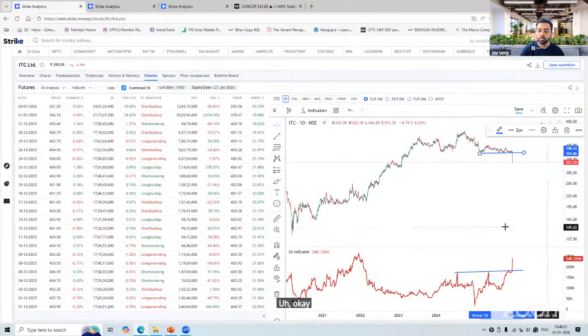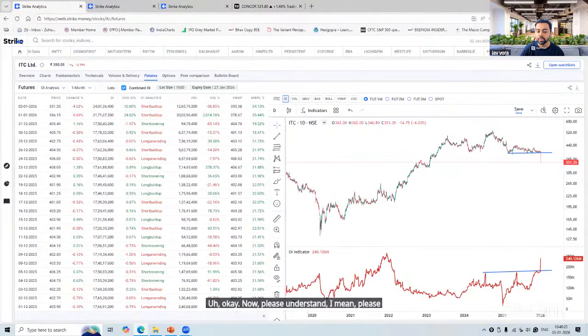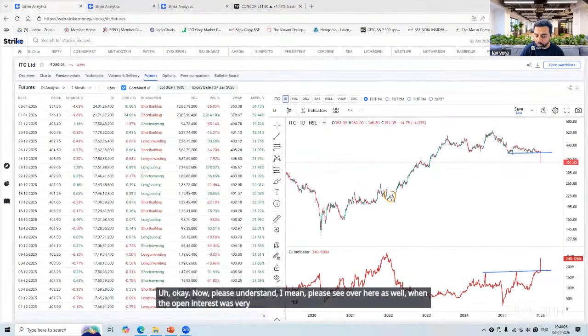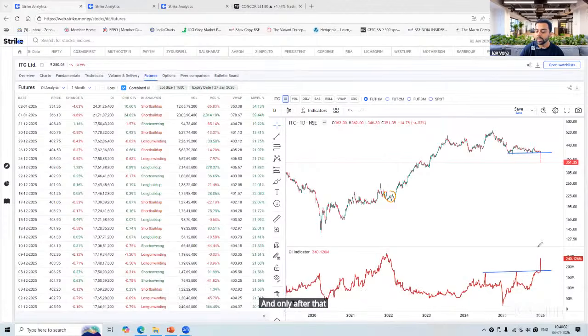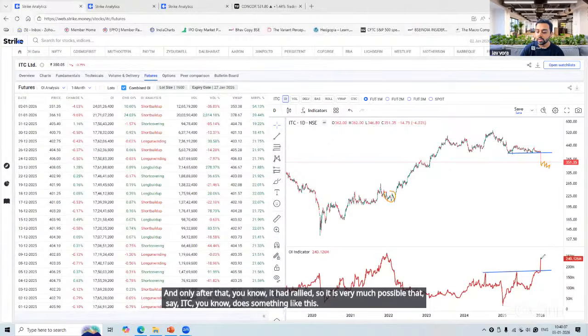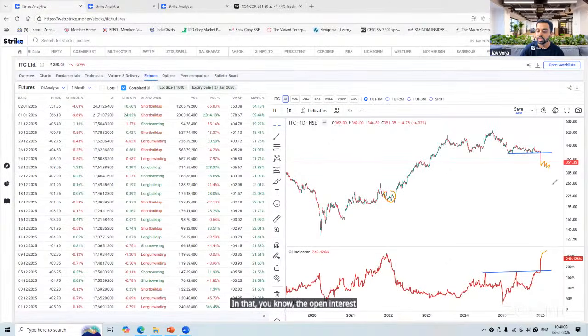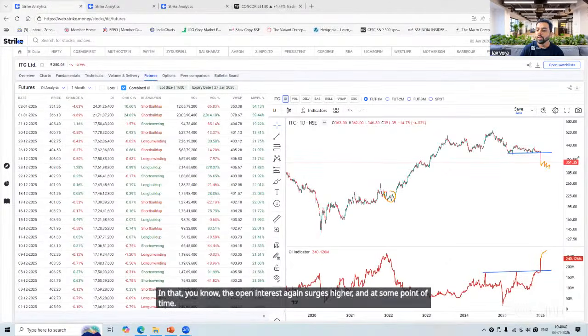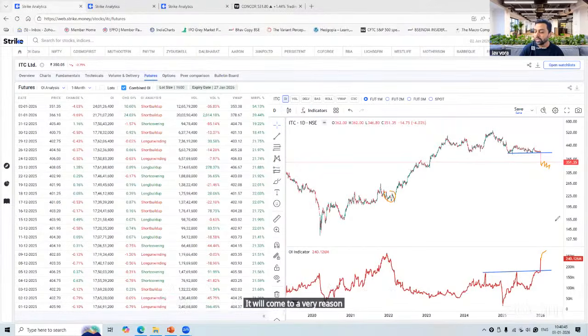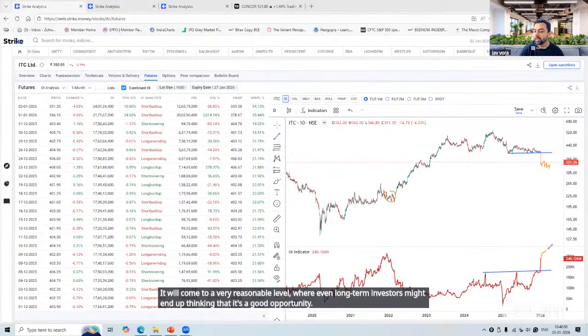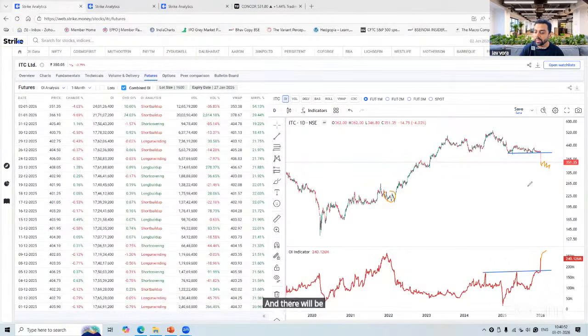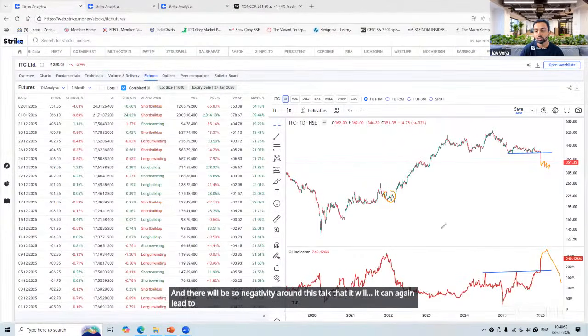Okay. Now, please see over here as well, when the open interest was very high, it did form some consolidation pattern, correction and so on. And only after that, it had rallied. So it is very much possible that ITC does something like this, in that the open interest again surges higher. And at some point of time, it will come to a very reasonable level where even long-term investors might end up thinking that it's a good opportunity, and there will be so much negativity around the stock that it can again lead to short covering rallies.